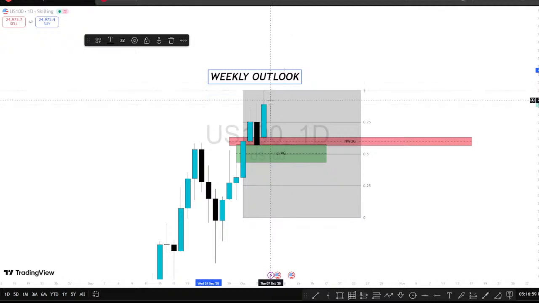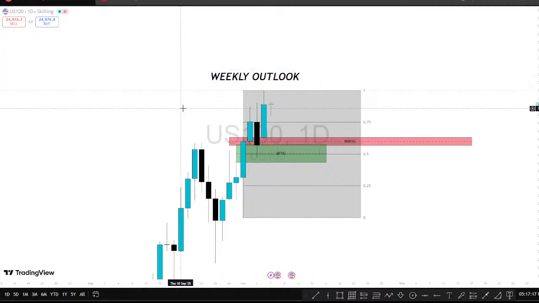I just expect to see some form of manipulation lower before we go higher, and I will talk about the days that are highly likely to receive that manipulation, because we have a lot of high impact news this week. But let us finish with the technicals first.